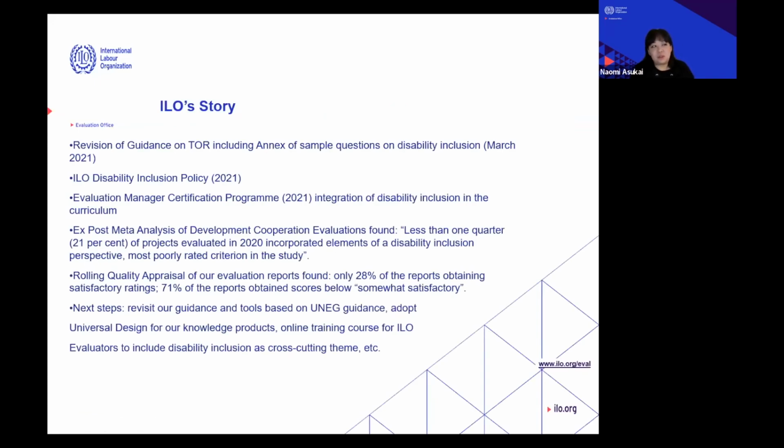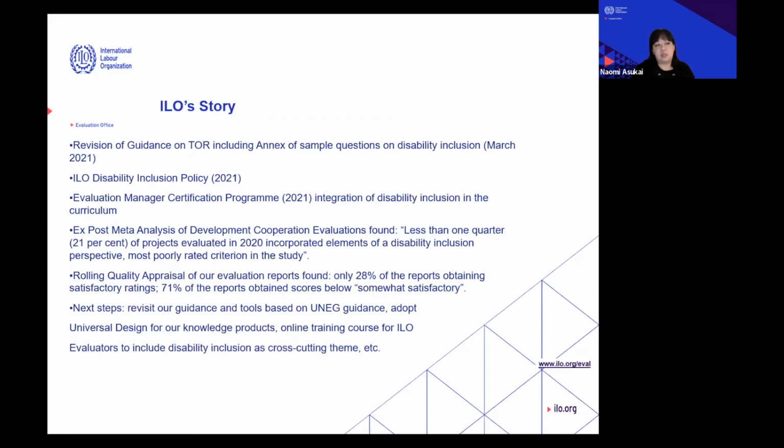ILO is a fairly new comer in terms of having an office-wide policy on disability inclusion. Our policy came into effect towards the end of 2021. But prior to that, following the introduction of UNDIS in 2019, the Evaluation Office embarked upon the first efforts to revise the guidance on our TORs. And we included in the annex sample questions on how we can incorporate disability inclusion into the evaluation TORs. The ILO has a decentralized evaluation structure, so many of our project evaluations are undertaken by evaluation managers who are our colleagues in the ILO trained in the evaluation manager certification program.